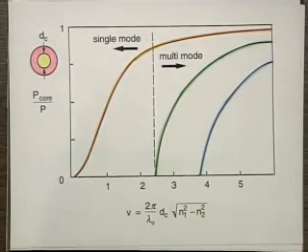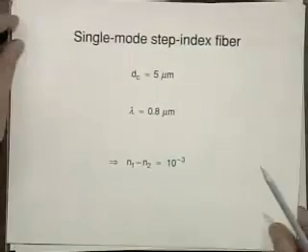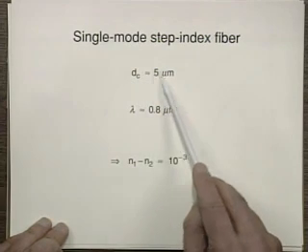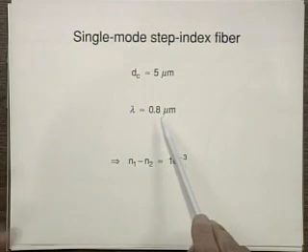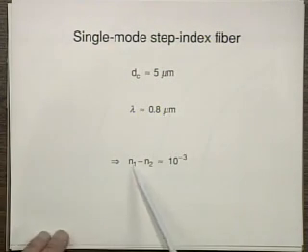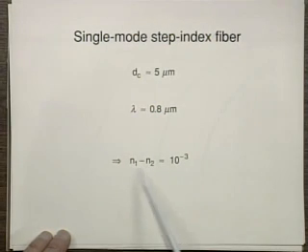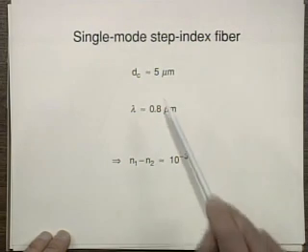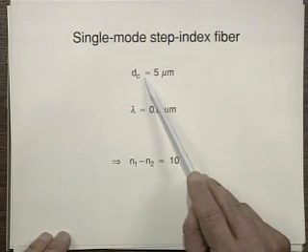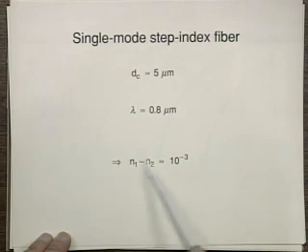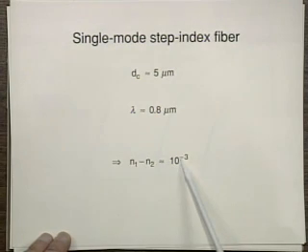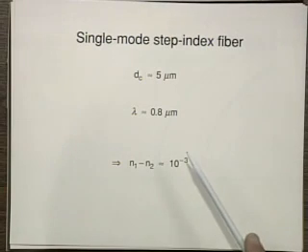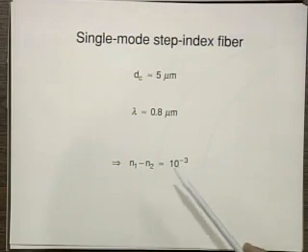Now, to give you an example, for single mode fiber, for a core diameter of 5 microns and a wavelength of 0.8 microns, you need N1 minus N2, the difference in the index, to be 10 to the minus 3. If you want to make the core diameter larger, then you're going to end up with N1 minus N2 even smaller. So it's very tricky to make single mode fibers. Otherwise, you have multi-mode operation.